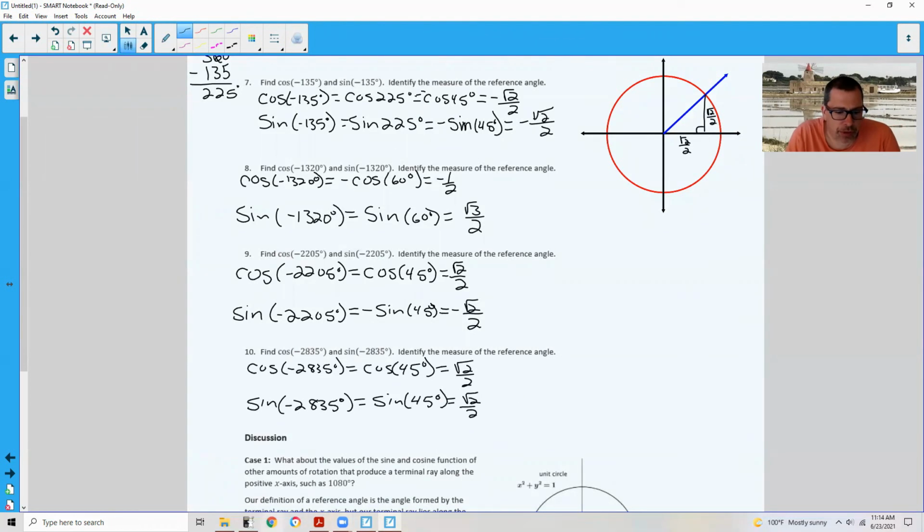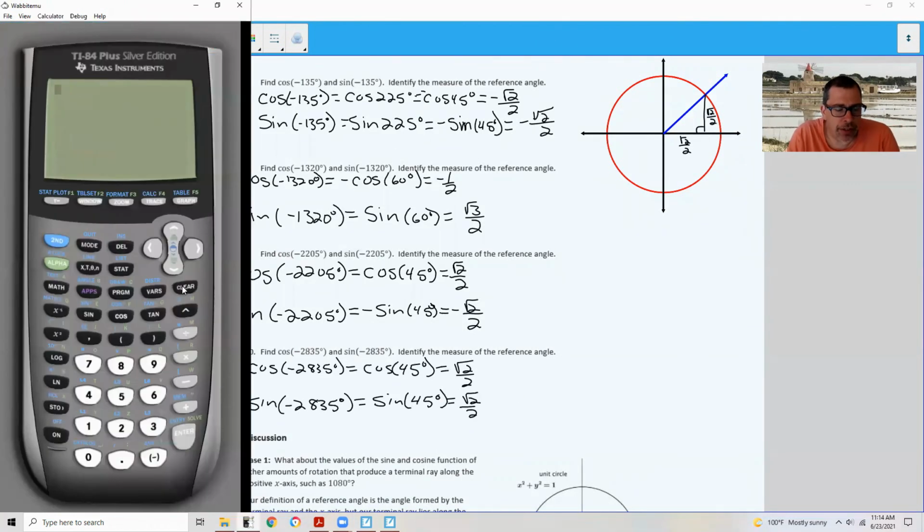Now let me point something out to you. I could have simply just gone in my calculator and see what happens. So if I go to mode, make sure I'm in degree measure, go back to the home screen, and if I say cosine negative 2,835 and hit enter, I got 0.7071. And if I take the square root of 2, divide it by 2, I should get 0.7071.